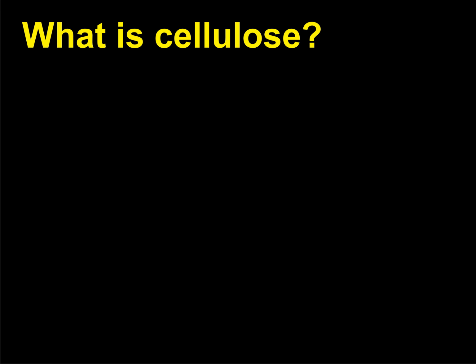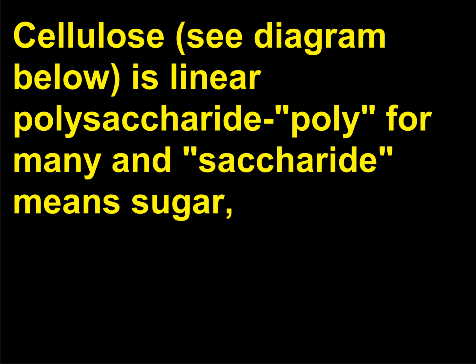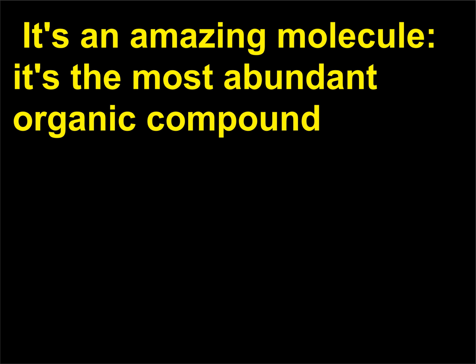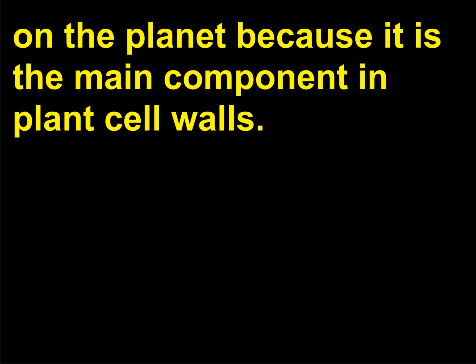What is cellulose? Cellulose, see diagram below, is a linear polysaccharide: poly for many and saccharide means sugar. So cellulose is a chain of sugar molecules. It's an amazing molecule, it's the most abundant organic compound on the planet because it is the main component in plant cell walls.